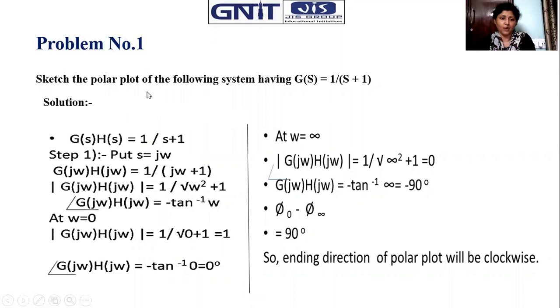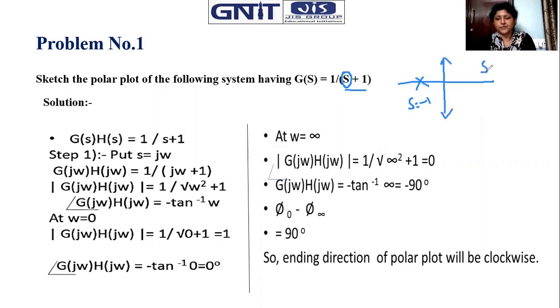Sketch the polar plot of the following system having G(s) equals 1 divided by s plus 1. Now see what system we have. The system we have is basically a first order system. It is reflecting from the transfer function, 1 divided by s plus 1. So it is a single pole system having the pole position at s equals to minus 1.